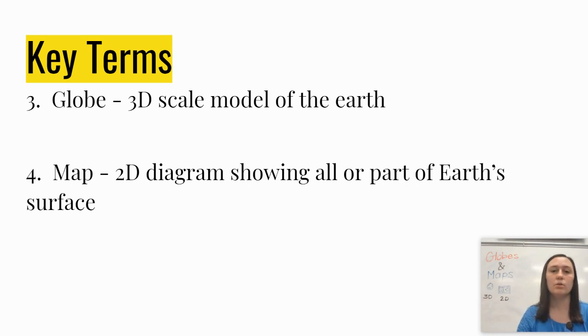You're not going to find a globe of like Kentucky. It's the whole Earth. A map is a 2D diagram, so that means 2D is like flat, so like paper, and it shows all or part of the Earth's surface. So we could have a map of the United States, we could have a map of Kentucky, we could have a map of Robinson. It's just whatever you want to make it of.